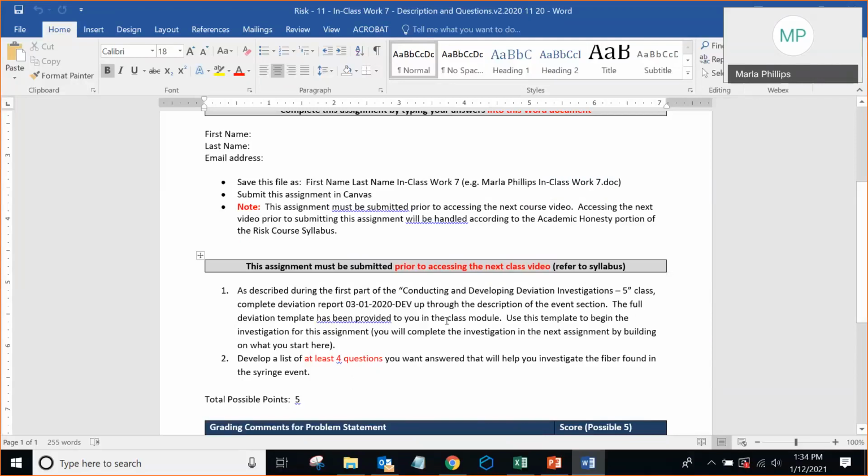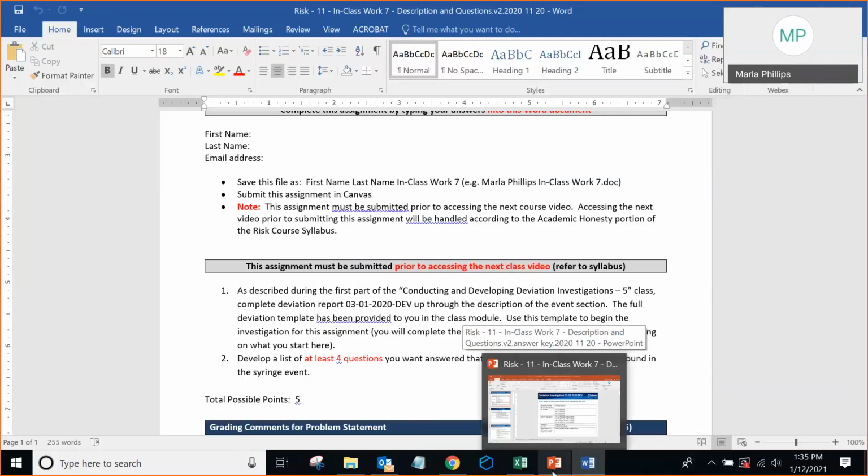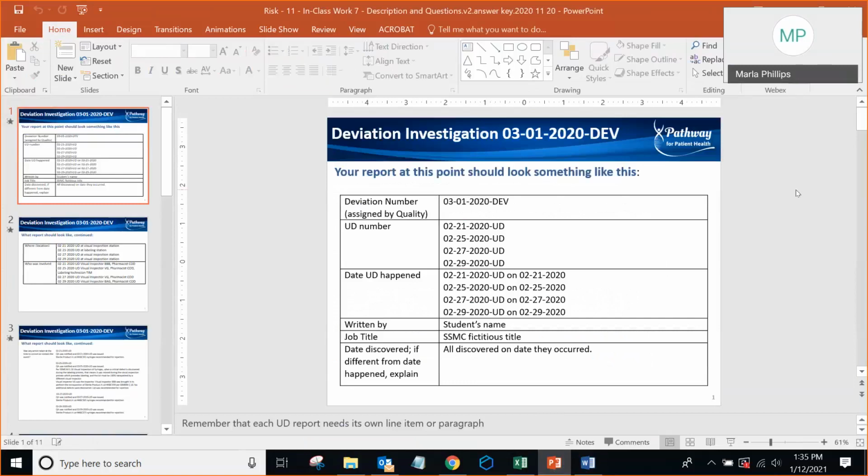So we asked them to get started on the investigation and to develop at least 4 questions that they want answered before continuing on in the investigation. So in order to show you an example of what they should have gotten, I'm reverting back to the class slides, because after the students complete the in-class work and submit it, then they have access to the next video, which shows them what they should have gotten. So these are those slides.